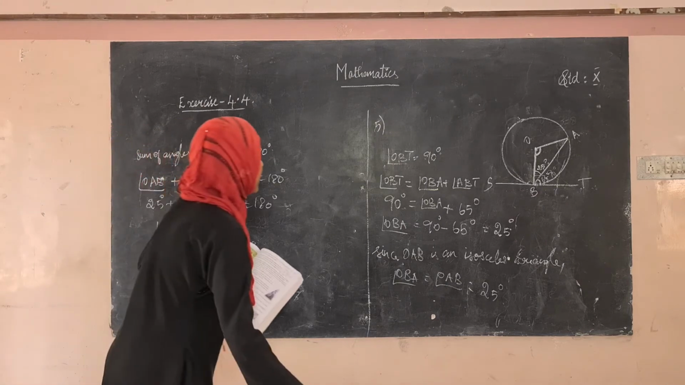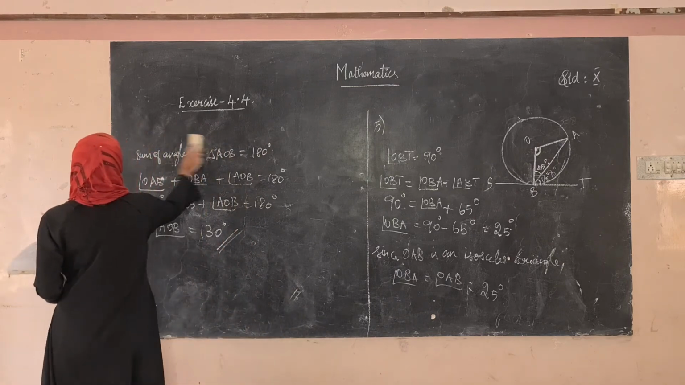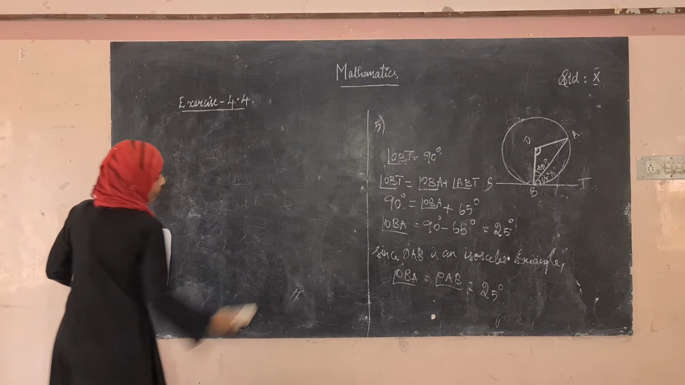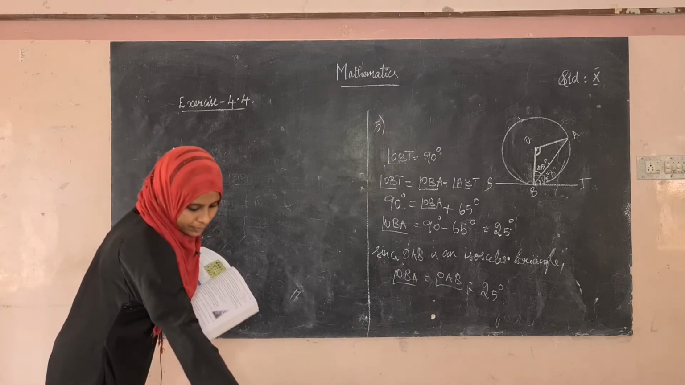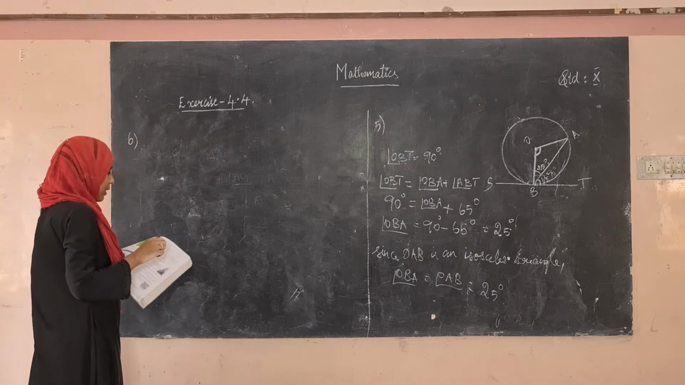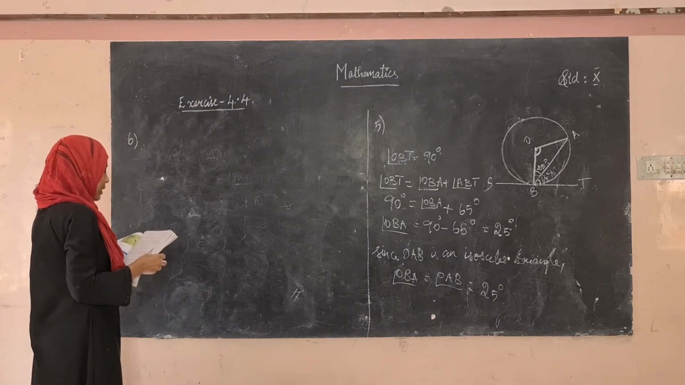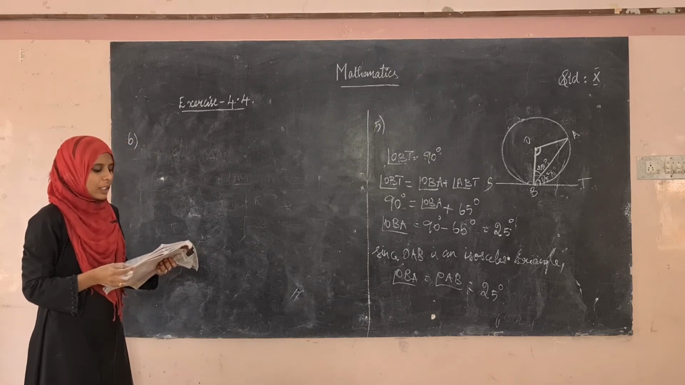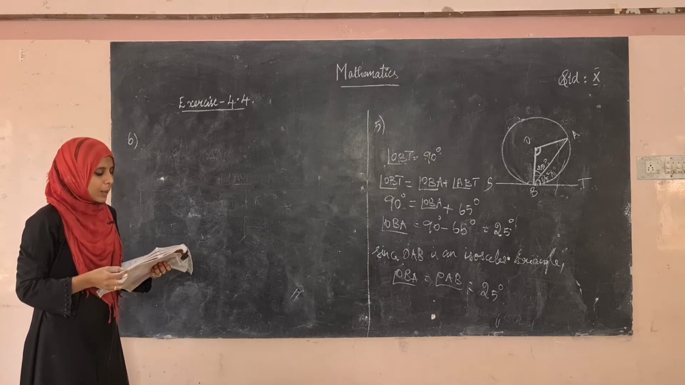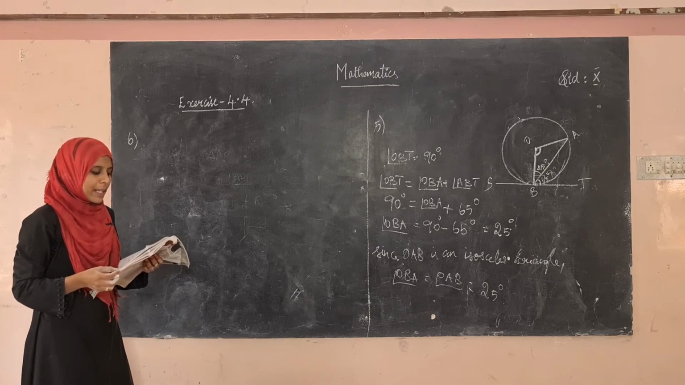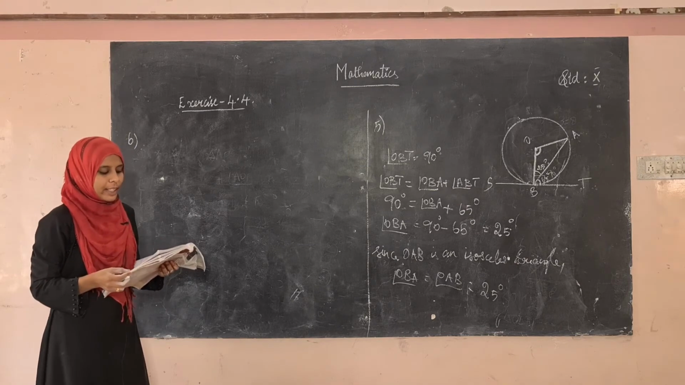Okay. Now let us see the sixth sum. In a figure, O is the center of the circle with radius 5 cm. T is a point such that OT is equal to 13 cm and OT intersects the circle at E. If AB is the tangent to the circle at E, find the length of AB.